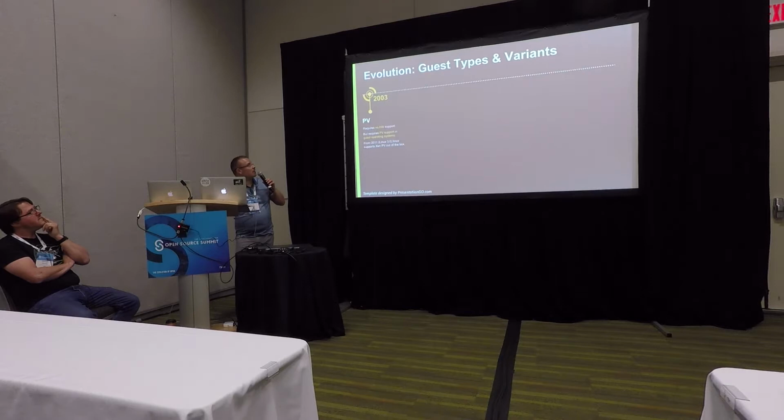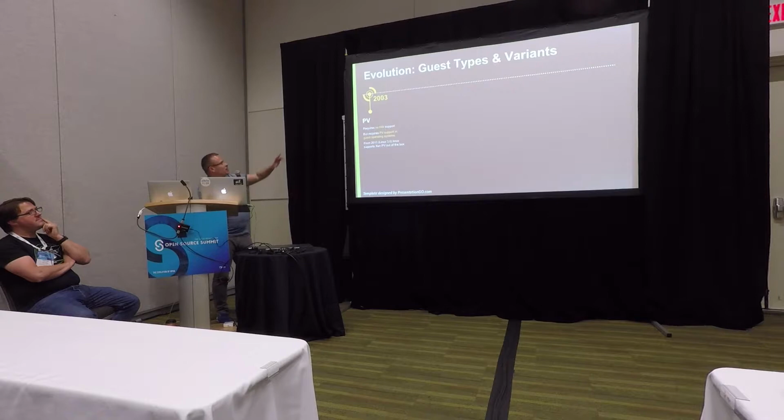I wanted to talk a little bit about guest types. George already mentioned this. Originally we started off with PV support in 2003. It requires PV support in guest operating systems, and from 2011 it's been in Linux, so it's pretty much in all Linux distros, unless it's been actively disabled by a distro vendor. Then in 2005, 2006, hardware extensions for virtualization came. We added that to Xen around that time. Over the following years, a number of optimizations were made.